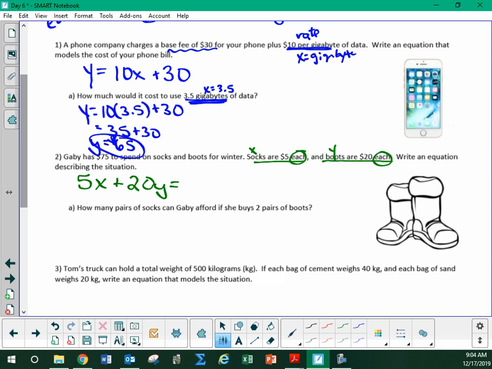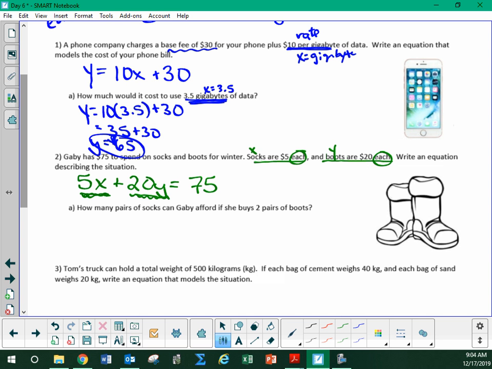How much can she spend? $75. So however much she has to spend is the total, because we're done right now in the equation. Because what we're saying is, this tells us how much money she spends on socks, and this tells us how much money she spends on boots. So together, she can spend up to 75.